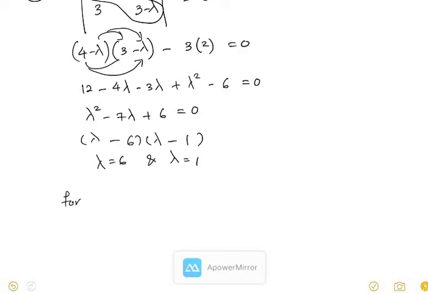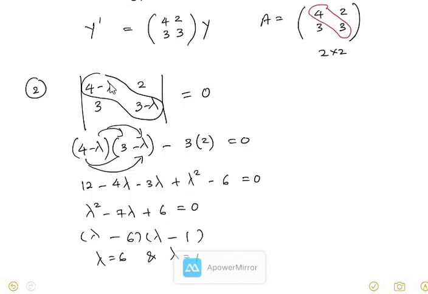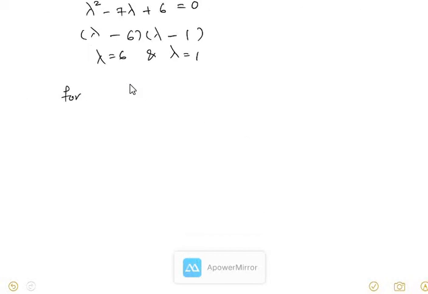Then what about the eigenvectors? I need to substitute lambda equal to each eigenvalue into the matrix form here, and get the eigenvector. So now for the first lambda, I substitute the value of lambda into the matrix.